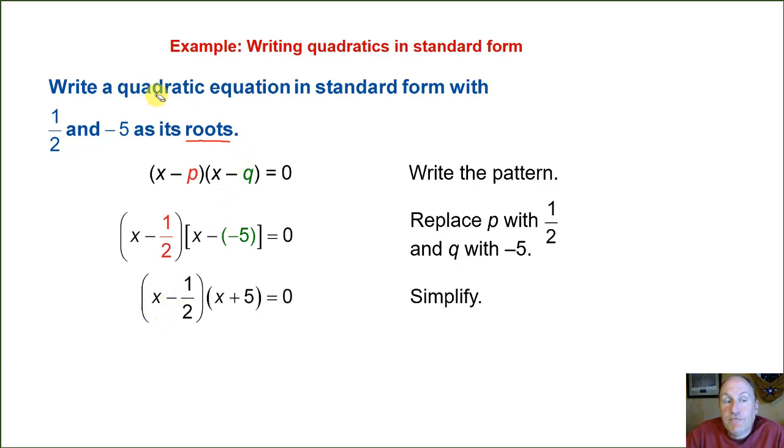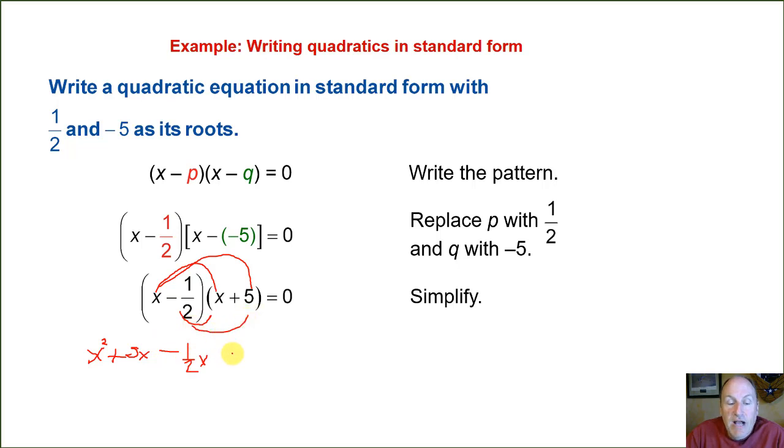Okay, so we're asked for this quadratic equation in standard form. So that means we need to go ahead and distribute. X times x is x squared. X times 5 is 5x. So I've got an x squared plus 5x. Negative 1/2 times x is negative 1/2 x.